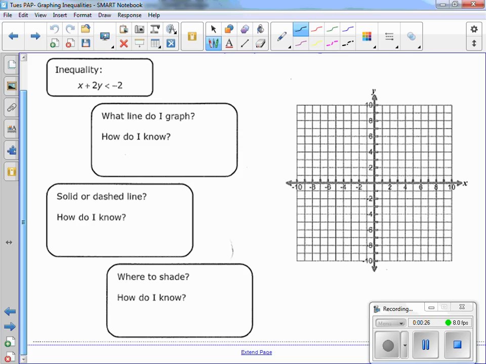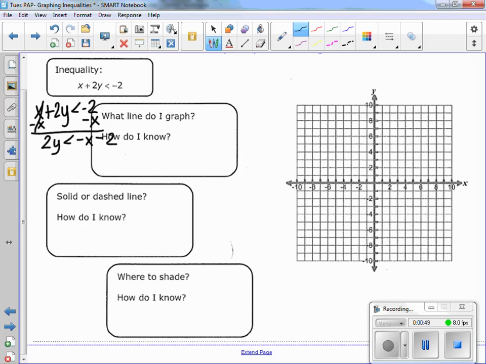To solve for y, it means you need y alone. So I'm going to get rid of my x because I do not want it with my y, just like I would get rid of a positive or a negative 2. This gives me 2y is less than negative x minus 2. And then I need to get rid of the 2.